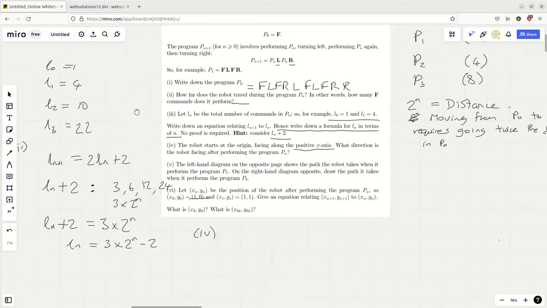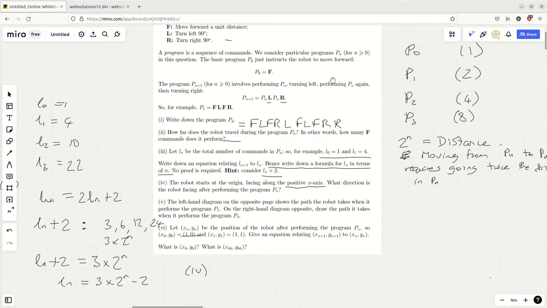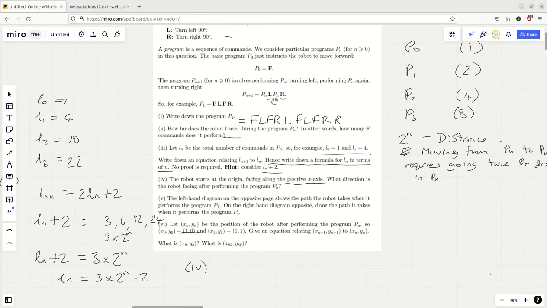Good question. Okay, well, if you really think, let's have a look at P0. It's facing the x-axis. P1 turns left once, turns right once. Must be still facing the x-axis, because if you turn left and you turn right, it's like you haven't turned at all. P2, turn left, then right, then left, then left, then right, then right. Well, the order doesn't matter. As long as there's as many L's as R's, you're going to be facing the same way.